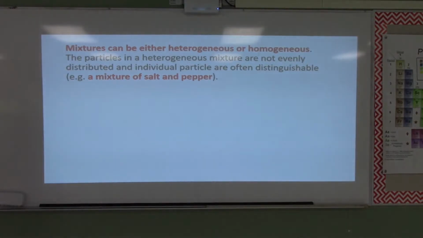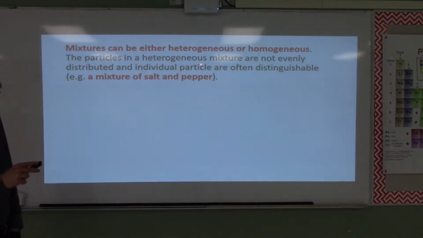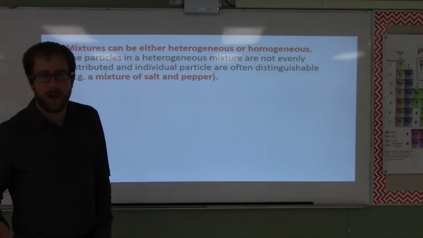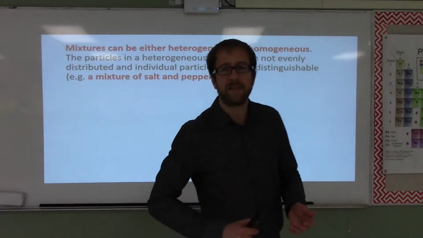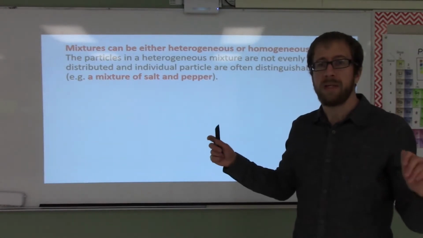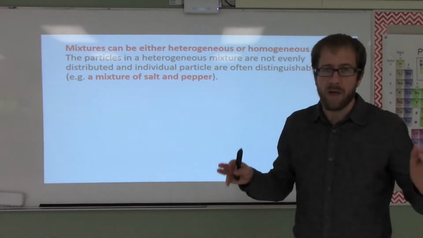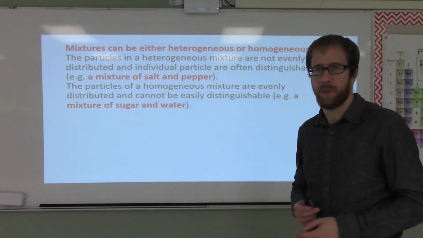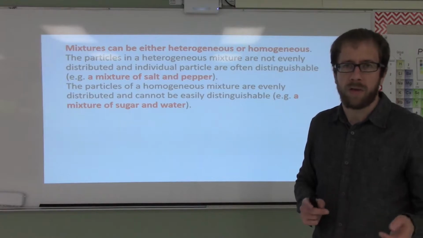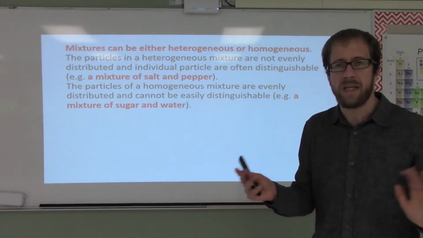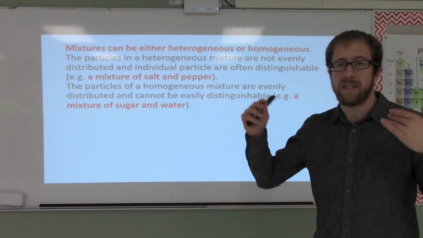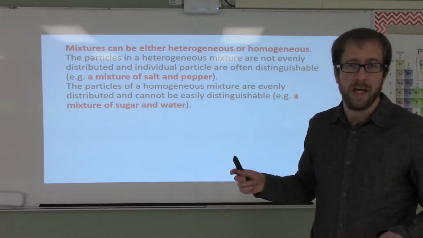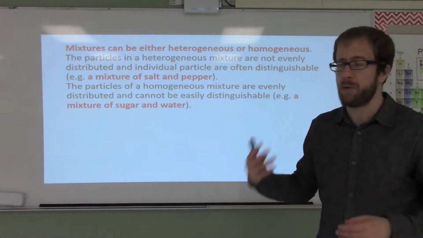Now, the particles in a heterogeneous mixture are not evenly distributed, and individual particles are often distinguishable. Right? This is a key difference here. If you have something that's heterogeneous, you can see that the mixture is not the same throughout. A mixture of salt and pepper, for example. Or if you look at something like milk, the fat is simply suspended. The fat is homogenized, but it's a suspension of these fat droplets. It's a colloid. It's opaque. You cannot see through it.